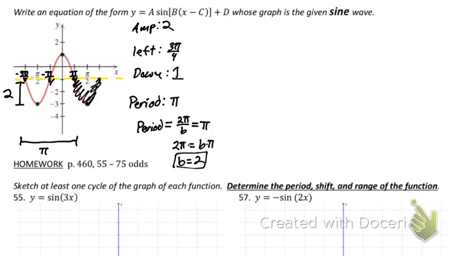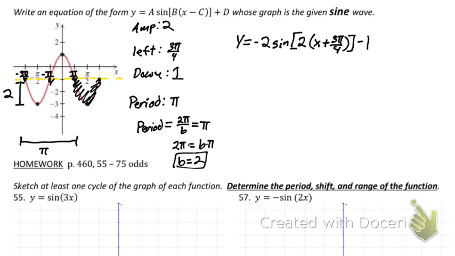Now we have all of our values. Our A value is 2. So we'll have y equals negative 2, because it goes down instead of up, sine of that B value I just came up with, 2. X, in order to go left 3 pi over 4, we have to go plus 3 pi over 4. And down 1 is minus 1.